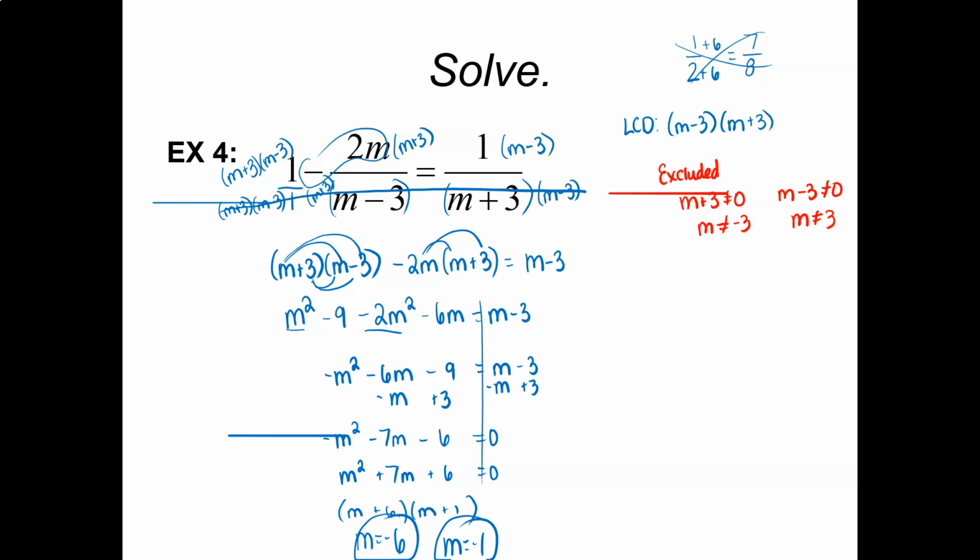If you get one, you would just mark it out. So if we had two answers, negative 6 and 3, we would just mark out 3, and negative 6 would be our only answer. If you ever get one where all of the answers are excluded values, then it would be no solution. That's even more rare than having one of them excluded, but it could happen.